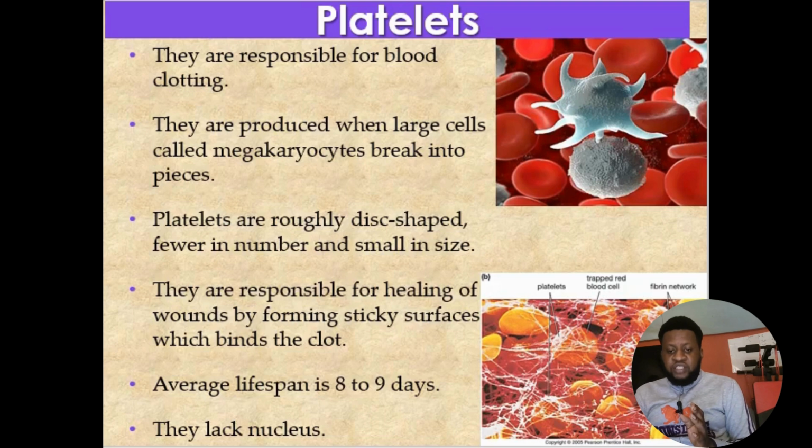Now, platelets are roughly disc-shaped, fewer in numbers and small in size. So they are also small in size, like the red blood cell, but they are not red blood cells though. They are responsible for healing, which I've talked about. The average lifespan is about 8 to 9 days, and they also lack a nucleus. So from what we have now, you can see there is only the white blood cell that we can say, yes, has a nucleus, but the other ones lack a nucleus.